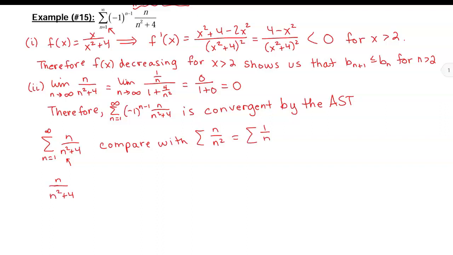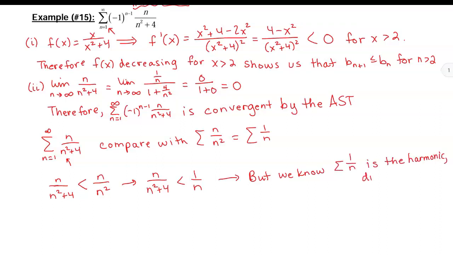If I compare with n over n squared, my denominator is greater than the denominator of the comparison series. So if my denominator is greater, that means my fraction is smaller. That means n over n squared plus 4 is smaller than 1 over n. But we know the series 1 over n is the harmonic series, which is divergent. If our terms are less than the terms of a divergent series, we cannot draw a conclusion.